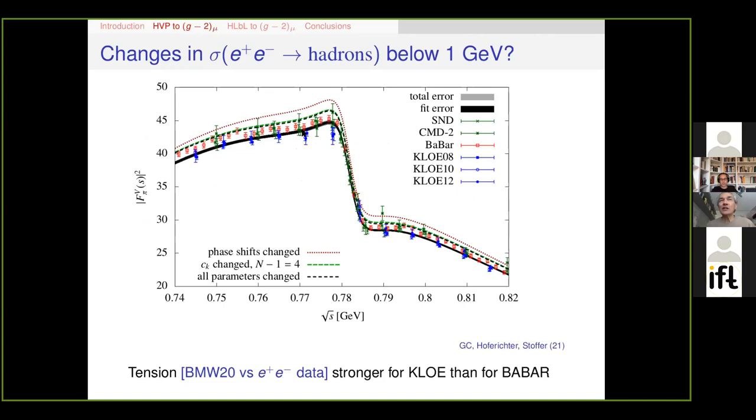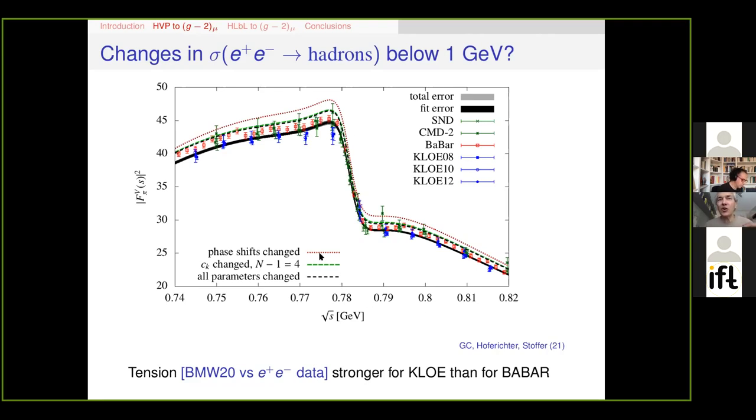This is now the data. You see BaBar, KLOE mainly, but also the Novosibirsk data. And you see the black line is our central fit to this data. Okay, now we did the exercise of imposing a shift in the final integral in a_mu HVP, and then letting these parameters change so as to reproduce this shift. And we looked at different scenarios.